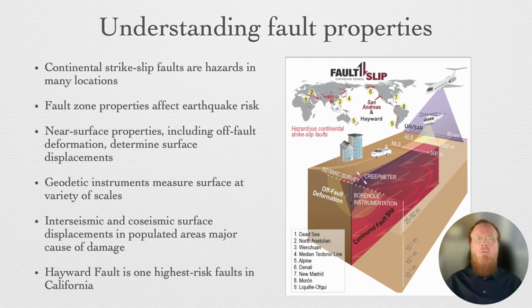The overall goal of our fault slip project is to understand fault zone properties that affect earthquake risk in continental strike slip fault zones that are hazards in many places around the world. We focus on the Hayward Fault as it is one of the highest risk faults in California and it has been studied with many methods. I will only talk about geodetic measurements of surface displacements in this brief talk.